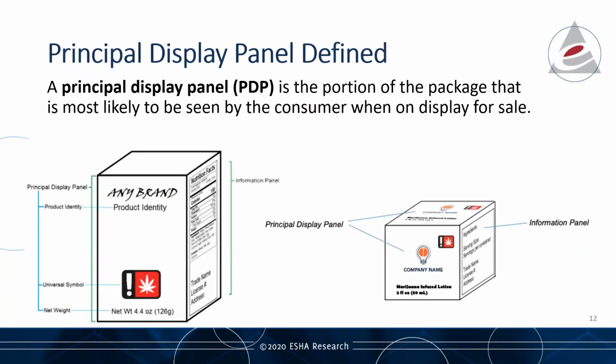So here you can see an example of the PDP, and it is that panel that's typically displayed to the consumer. So what they are going to see when they're shopping. Of course, the package shape and the size will steer the amount and the appearance of the information that can be displayed on the package.